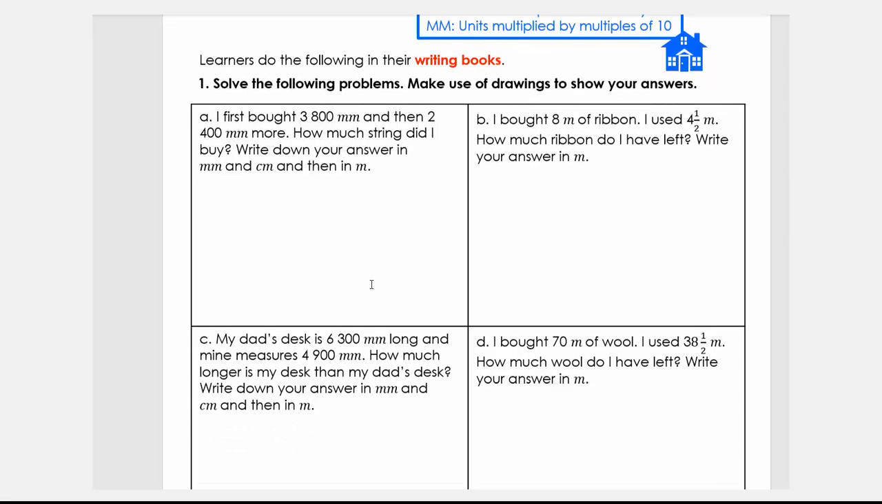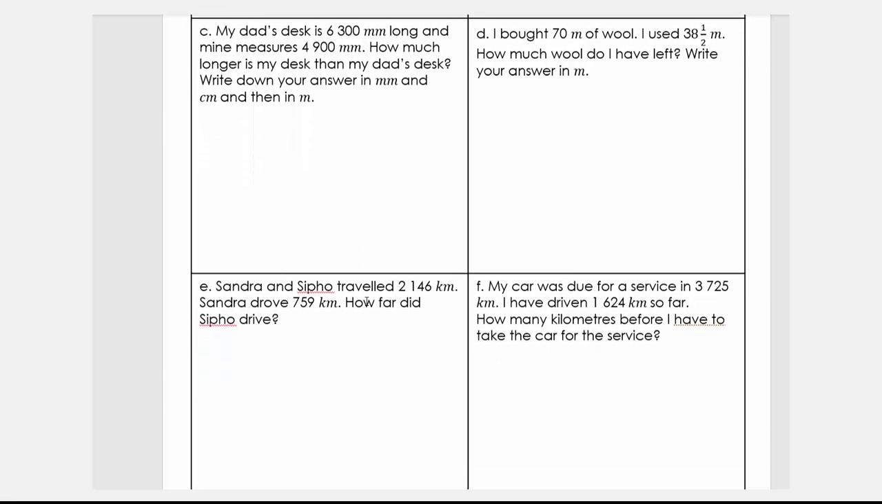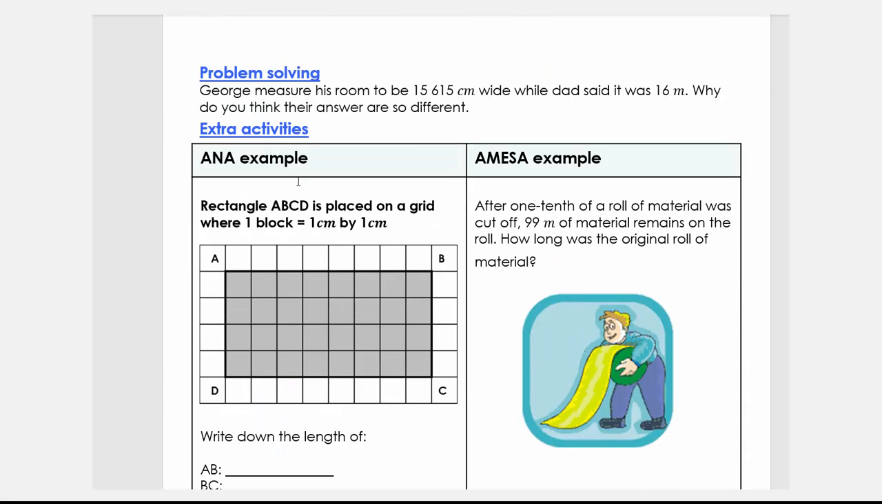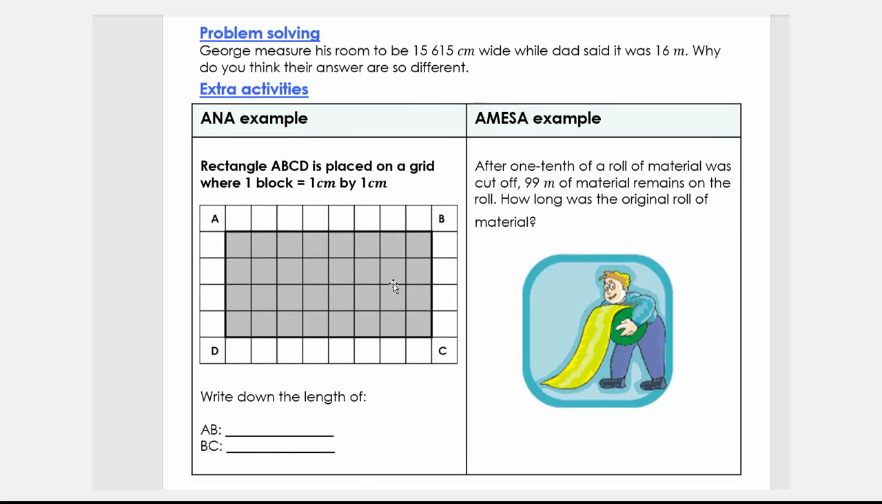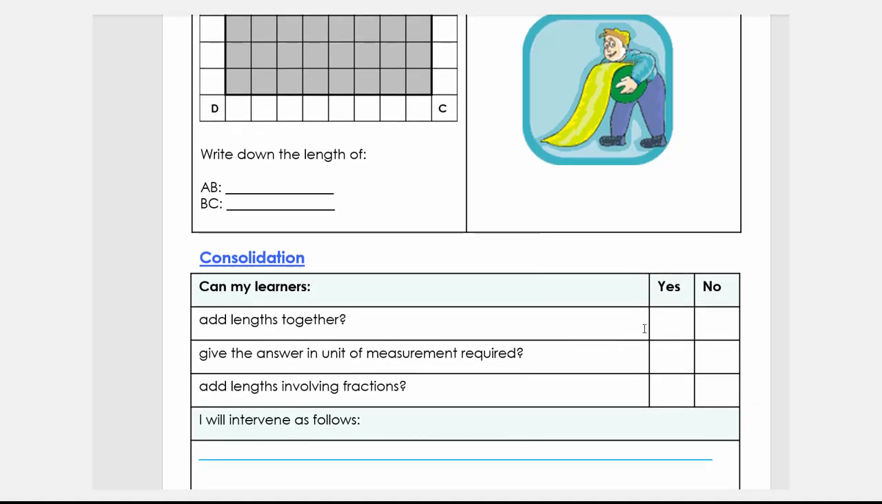So what we're going to do here now is we're going to solve these problems. You're going to complete your worksheet. And then there's an extra problem solving that they can do. Then we have examples coming from old test papers and exam papers that you can complete. And then if you answered yes in your consolidation section, we're going to carry on with the next lesson. Or if you have no's, you need to revise, revisit some activities or questions, or contact us at SA Teacher.